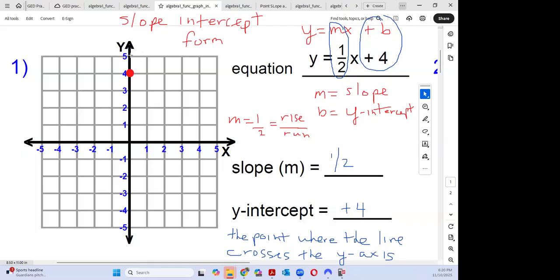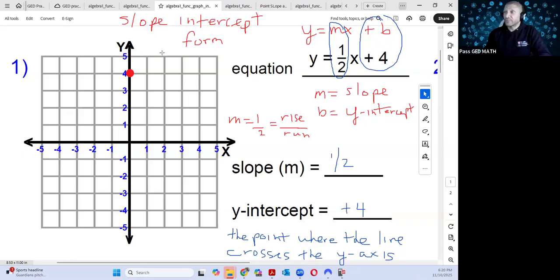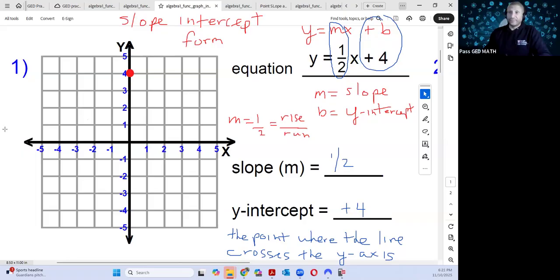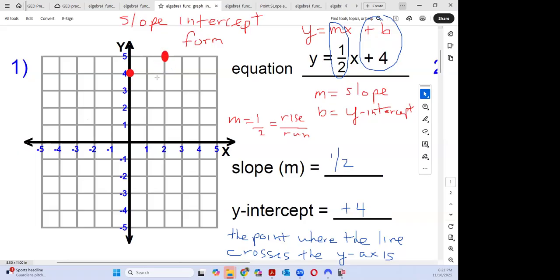What's my run? 2. How many am I going to go over? To the left or the right? To the right. How many? 2. So my second point is right there. And how many points do I need to make a line? 2. So I don't need any more.